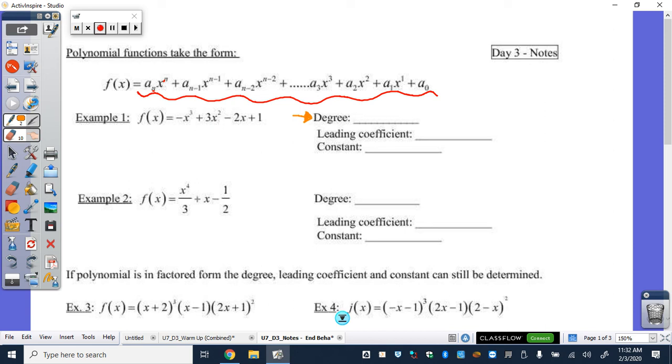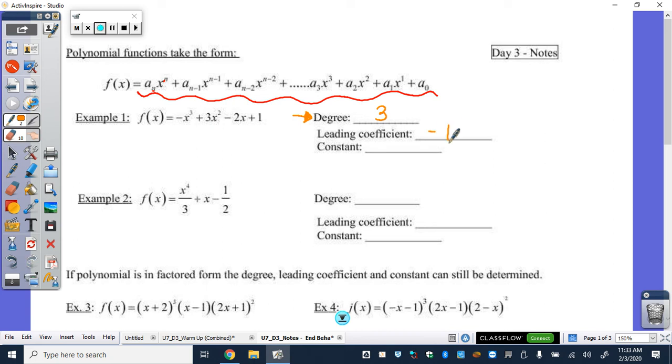So my first example here, what degree would this one be? 3. Largest exponent there is a 3. That is a third degree polynomial. Next thing we have to be able to pick out is our leading coefficient. So that is just the coefficient of the term out in the front. So what is our coefficient of our first term there?